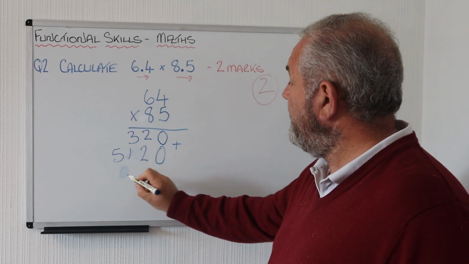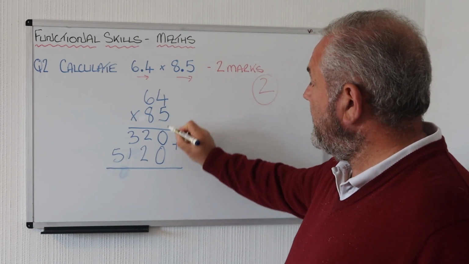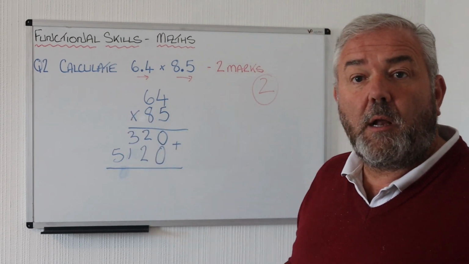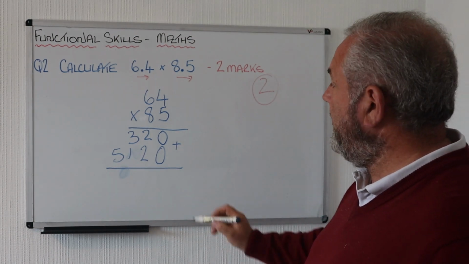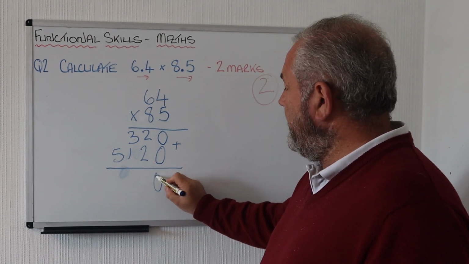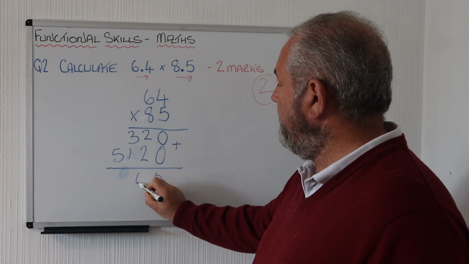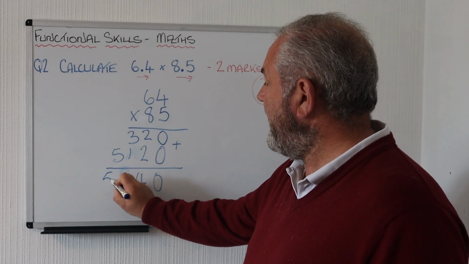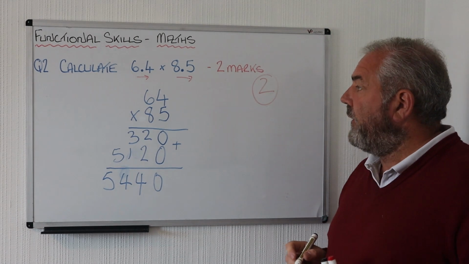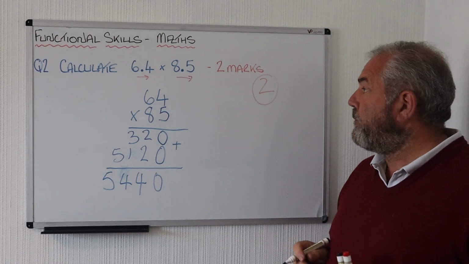We add those together. You've noticed how I've kept things all nicely lined up there. It just makes it very easy and more visible about what we're trying to achieve. 0 and 0 is 0. The 2 and 2 gives me 4. 3 and 1 is 4, and there is the 5. So that is the total of 64 times 85.